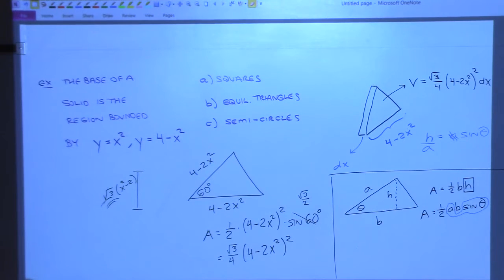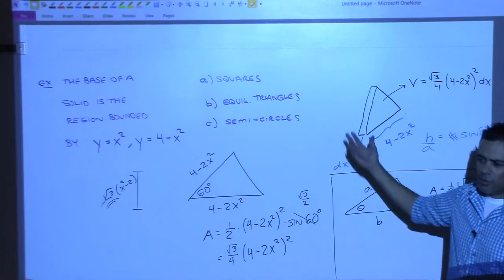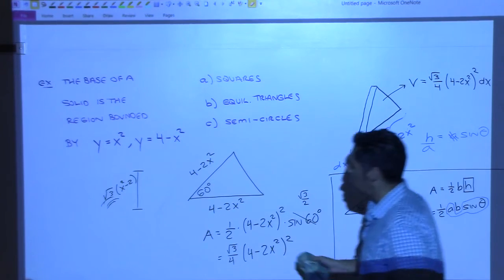All right, now what? We need to add up all those little slivers. So integral, right? Now where are we going to go for on our integral? Negative root 2 to root 2, right? Same thing as before. So the answer to part B, okay?